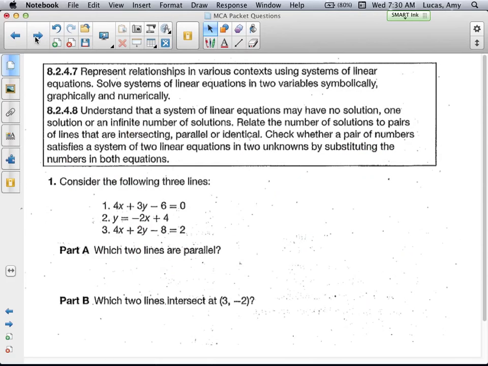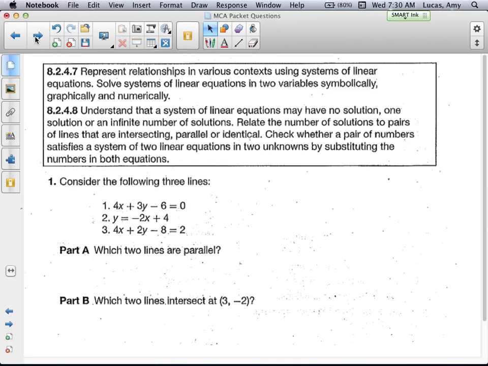Okay, our next benchmark, 8247. This is found on page 47 in your packet. Represent relationships in various contexts using systems of linear equations. Solve systems of linear equations in two variables, symbolically, graphically, and numerically. Symbolically means that you're writing it with symbols. Graphically, you're graphing and solving. Numerically, you could be using elimination or substitution.